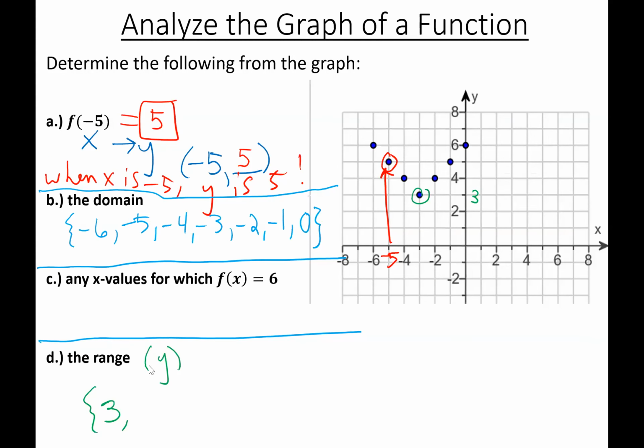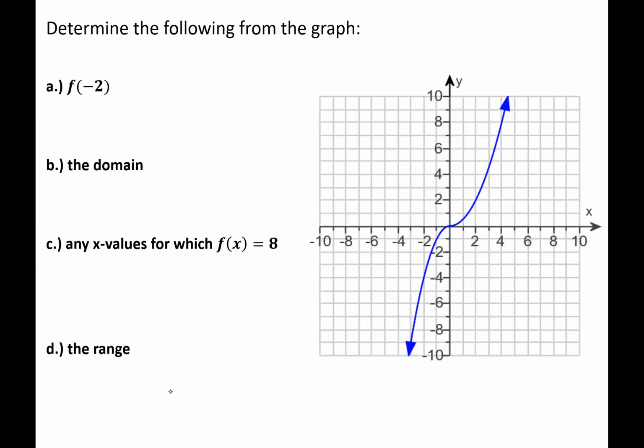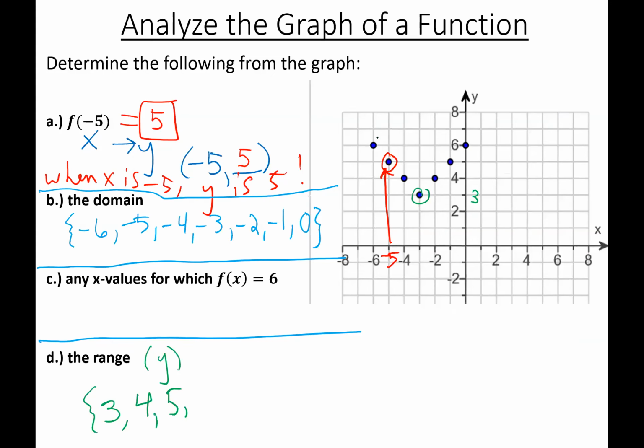Now if I continue up, there's 2 points that have the same y value here. They both have a y coordinate of 4. I'm just going to say 4 is our next y value. Then there's 2 points that have 5 as a y coordinate, so 5 is also part of our range. And then finally, there's 2 points that have 6 as a y coordinate. So look how much shorter our list is here for the range compared to the domain.